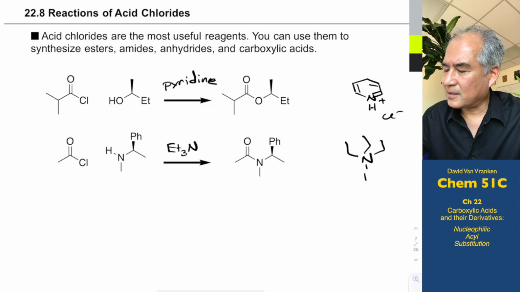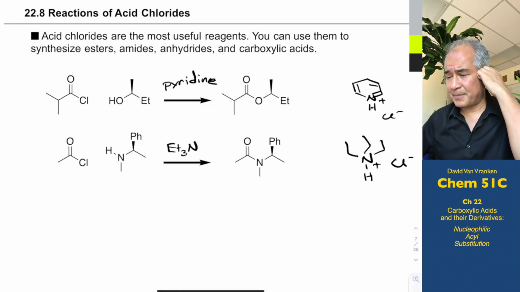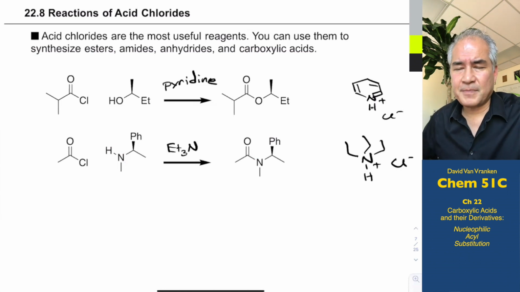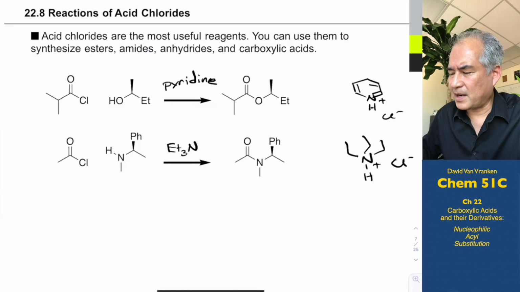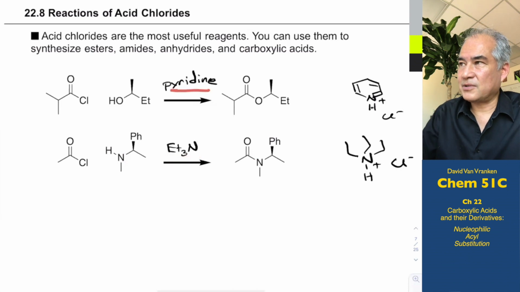I'll draw the bond to the proton there. Triethylammonium chloride. We're going to have a whole chapter on amines coming up in 3 chapters from now. We'll talk about the acid-base properties and equilibria for protonation. So again, when you're making amides, you use triethylamine as your base. If you're making esters from acyl chlorides, you use pyridine as your base.